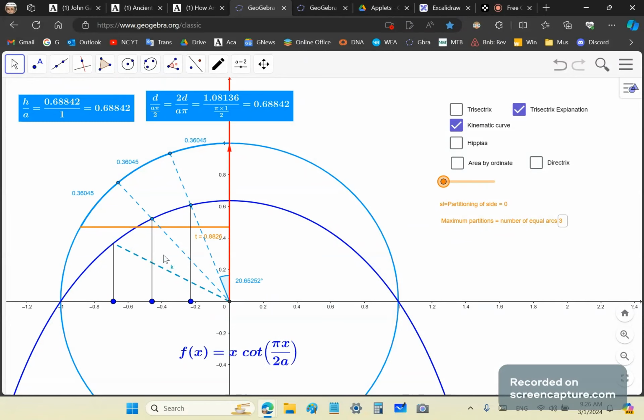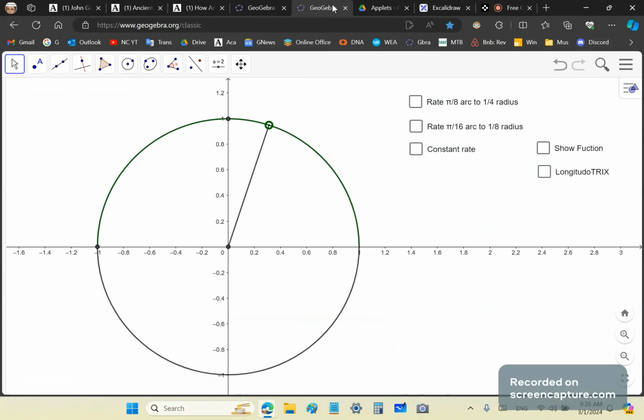And let's see now how to construct a quadratrix from scratch. First of all, what you have to remember is that when you're constructing a quadratrix, you're actually looking at a kinematic curve which has a constant rate. And a lot of people don't understand the word rate or what it means.